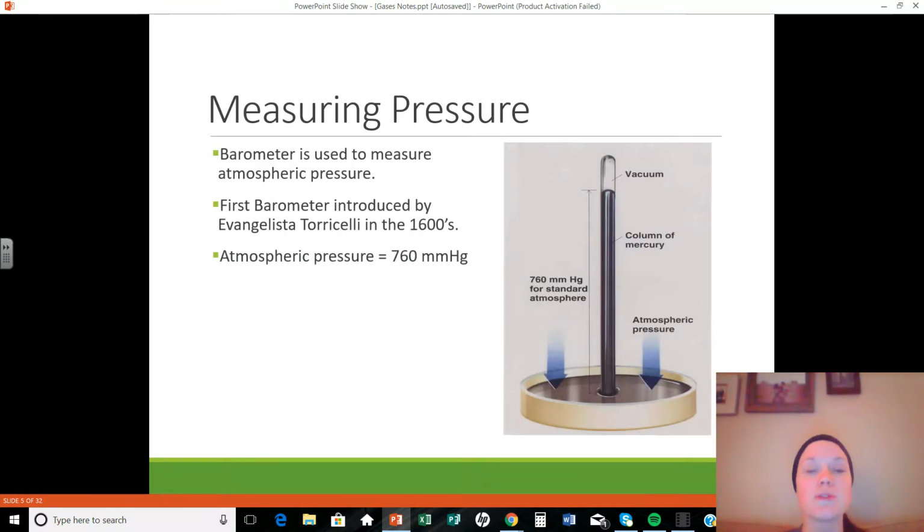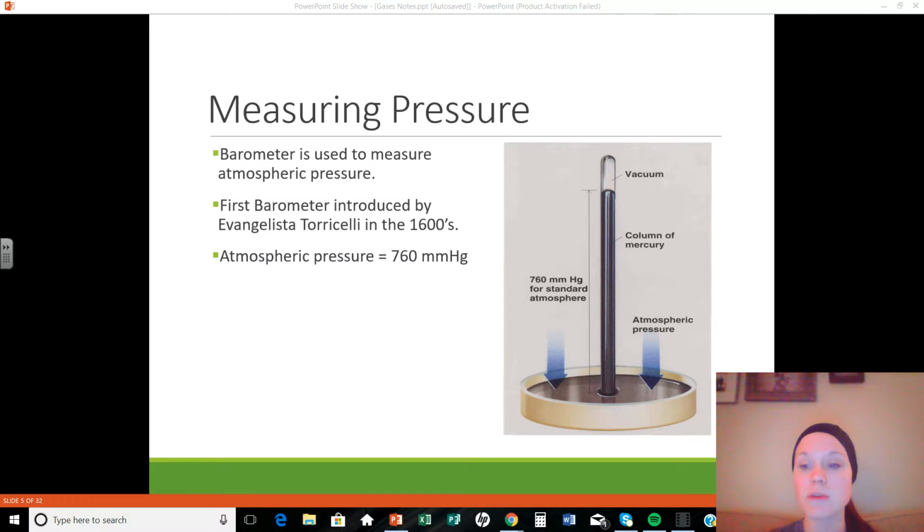All right. So now that we know what pressure is, we're going to talk about how we measure it. We measure pressure using a tool called a barometer. Okay, a barometer measures barometric pressure or atmospheric pressure. It was a tool originally invented back in the 1600s by Evangelista Torricelli. There's a picture of Evangelista Torricelli's barometer here on the screen. You're going to want to be sure that you draw a picture of that barometer in your own notes.